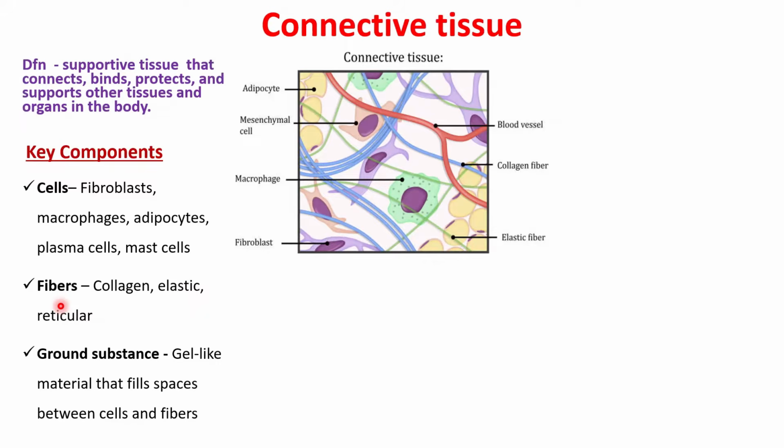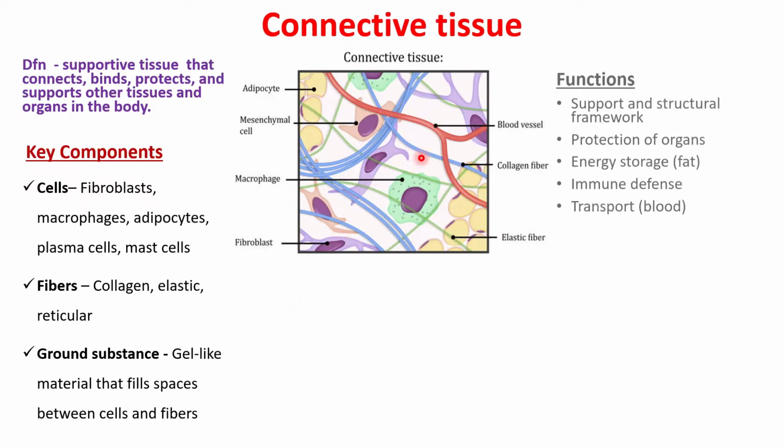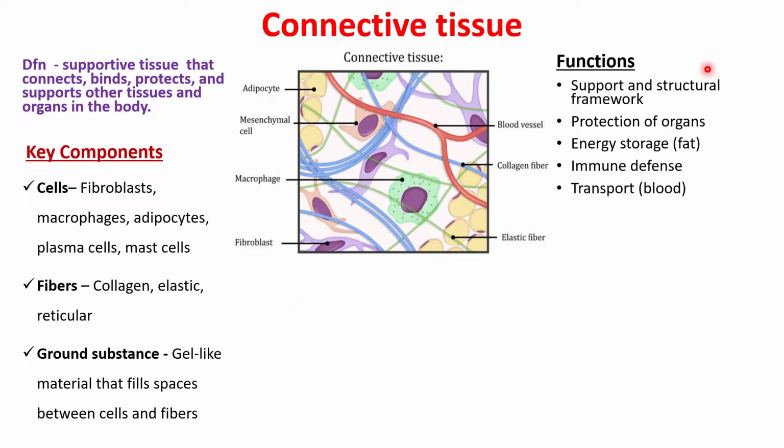So the third component will be the ground substance. This ground substance is somewhat like a liquid or gel-like material that will fill the spaces between cells and the fibers. So in between this collagen fiber and this fibroblast, you have the ground substance. Of course, it will contain various chemicals such as glycosaminoglycans and proteoglycans, all of which will be found in the ground substance.